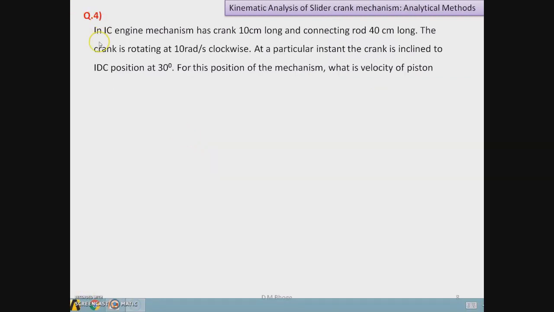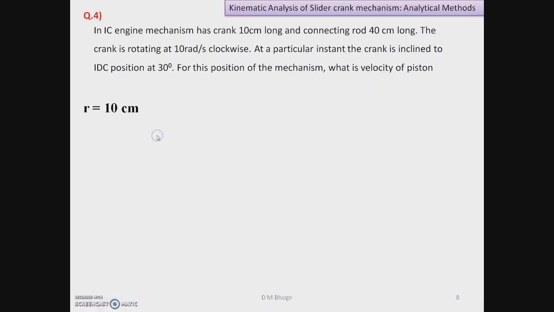Numerical number 4. An IC engine mechanism has a crank of 10 cm long and a connecting rod of 40 cm long. The crank is rotating at 10 radian per second clockwise. At a particular instant, the crank is inclined to IDC at 30 degrees. For this position of the mechanism, what is the velocity of piston?